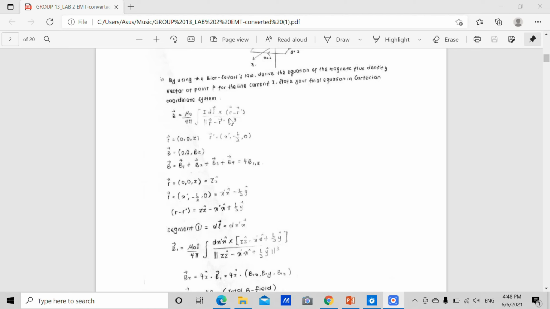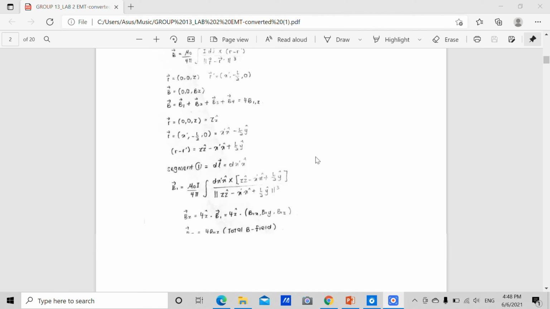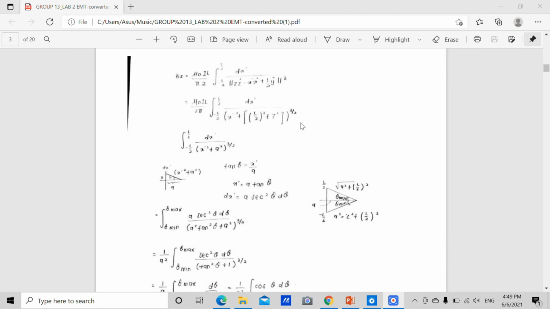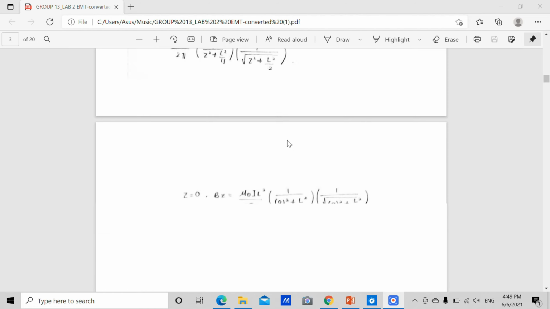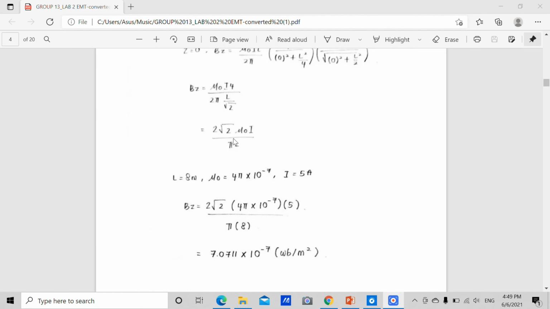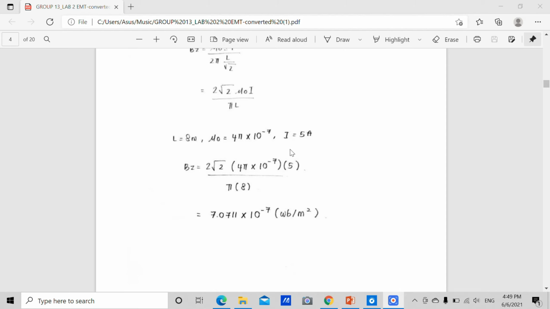And this formula we will use, and then this equation we use the integral table, and we simplify to get this equation. And then from the equation, they are given this number and we put it into this equation, and lastly we can get this final equation.